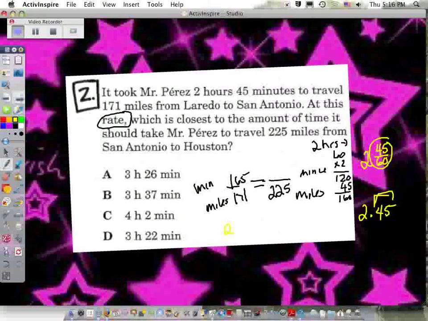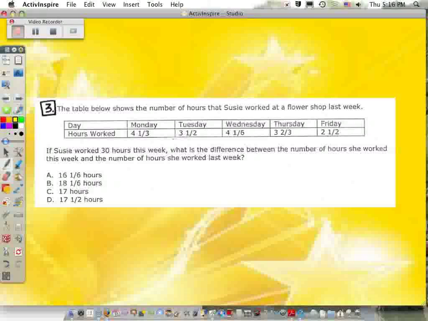Moving on. All right, here. I'm not going to go into too much detail with fractions because y'all should know how to do that. The answer choices are not right. You need to pay attention. This is what she worked last week. Last week. Read. It's not that hard to read. It's written on 6th grade level. Y'all can read this. If Susie worked 30 hours this week, what's the difference between the number of hours she worked this week and the number she worked last week? So guess what? You're subtracting.